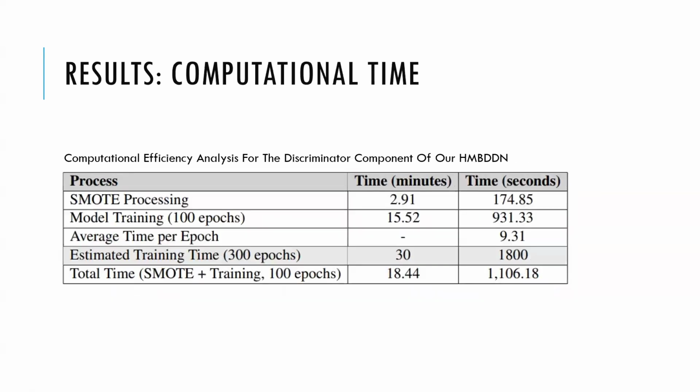In terms of computation cost, our whole SMOTE process for all training data takes less than 3 minutes, and each training epoch takes approximately less than 10 seconds. So this model is quite cheap, and the result is repeatable for cases where we don't have expensive computation power.